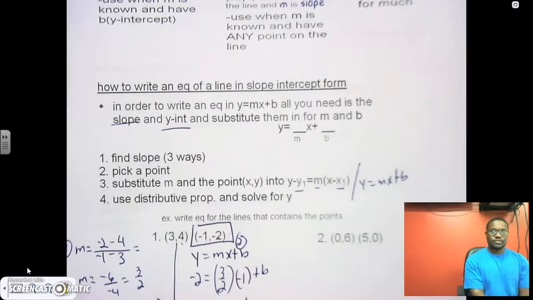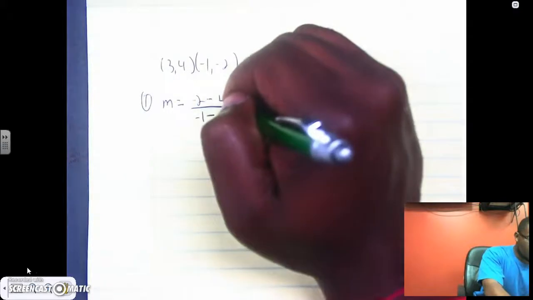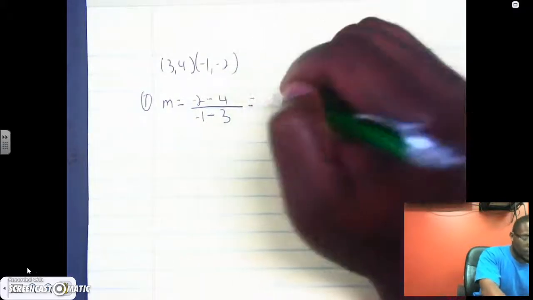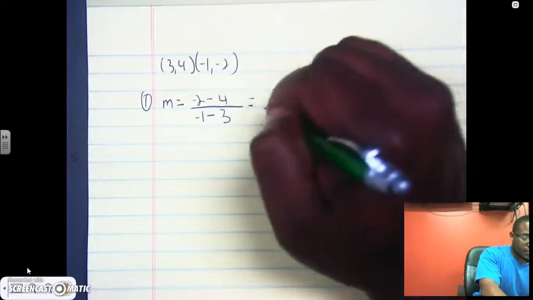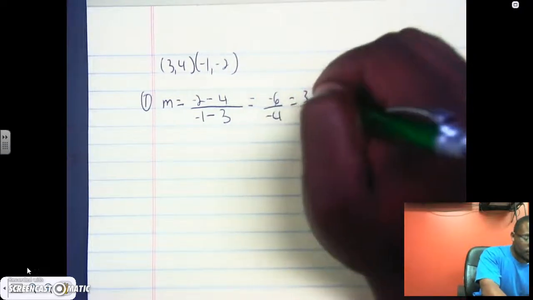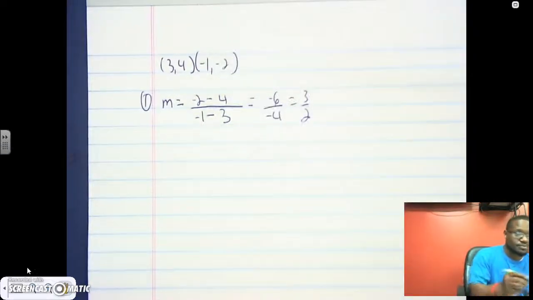So the first thing you want to do is take those 2 points, and I'm going to switch papers here. You're going to take those 2 points and find the slope. Those 2 points are (3, 4) and (-1, -2). So step number 1 is I'm going to find the slope, which is -2 minus 4 over -1 minus 3, which equals -6 over -4, which reduces to 3 over 2. So that's step number 1.